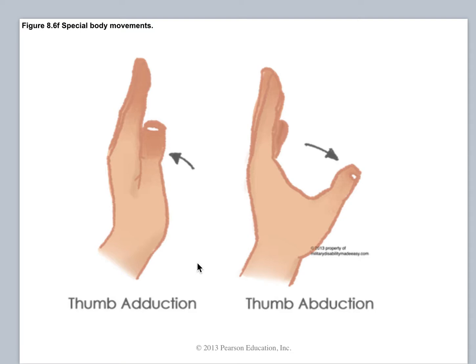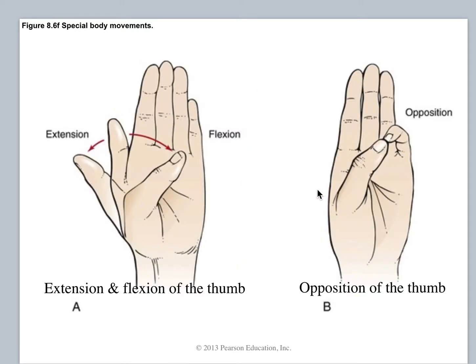For thumb movement, you have adduction, bringing the thumb back towards the hand. Abduction is bringing the thumb away from the hand. There's flexion and extension of the thumb as well. Flexion is when the thumb is bent over towards the little finger. Extension is when the thumb is brought away from the little finger.